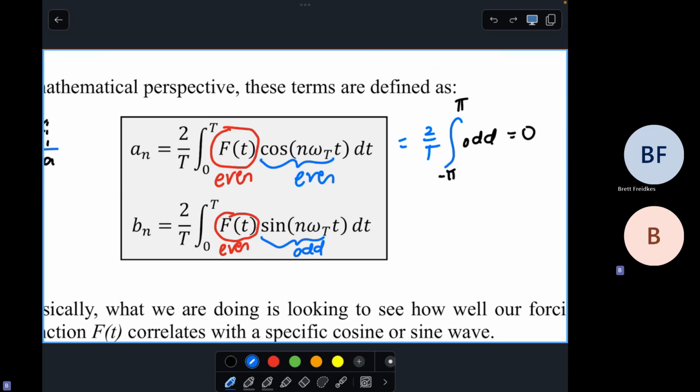The definition is 2 over T. If I change the bound from 0 to T, to negative pi to pi, this is just a definition in general. It's going to be across a period. If the period happens to occur between negative pi and pi, we would just replace those bounds. You don't need to do any sort of manipulation because you changed the bound.